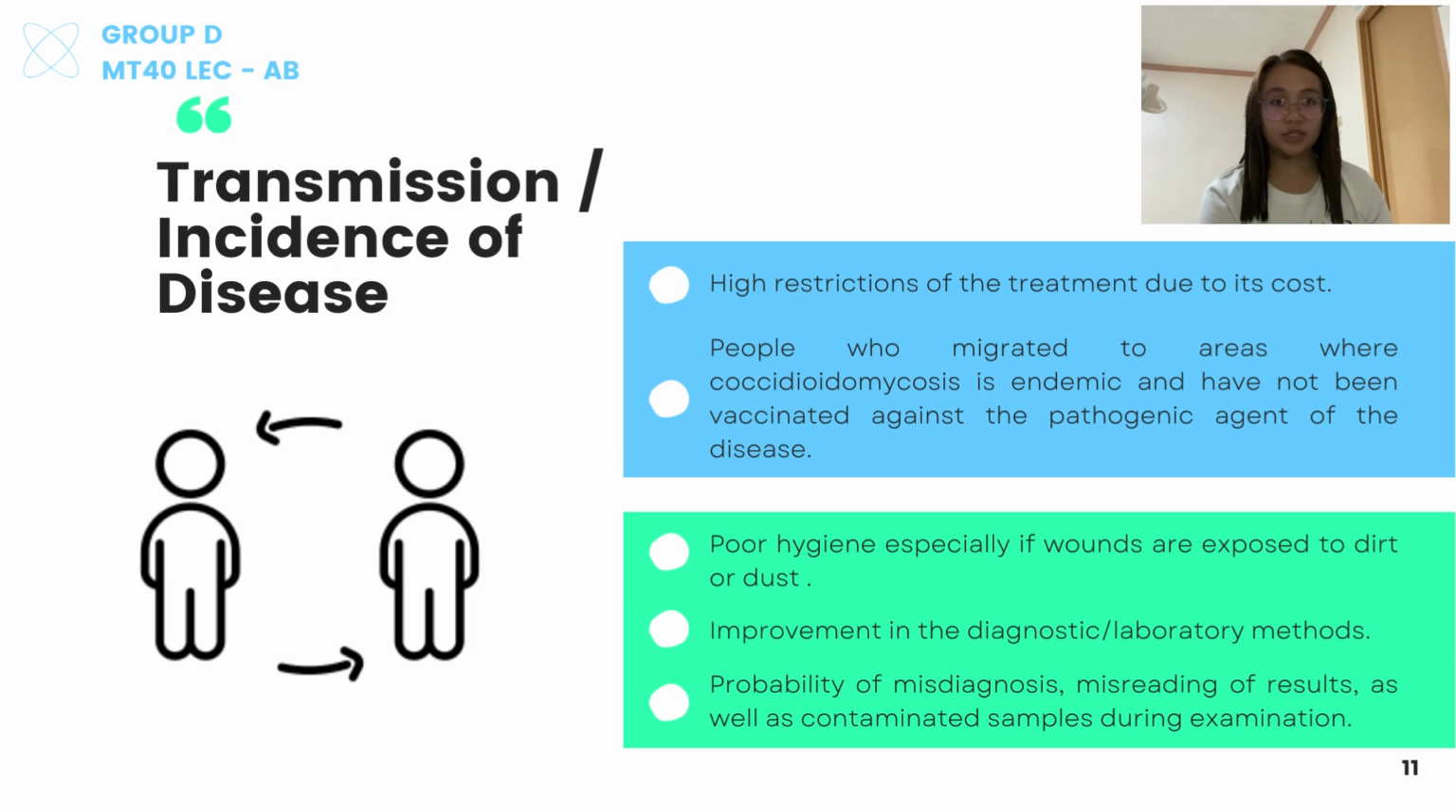The possible explanations as to why the incidence of disease with the organism infecting the patient has been increasing are as follows: higher restrictions of the treatment due to its cost. People who migrated to areas where coccidioidomycosis is endemic, such as Arizona, California, and Mexico, and have not been vaccinated against the pathogenic agent of the disease. Poor hygiene, especially if wounds are exposed to dirt or dust. Improvement in the diagnostic or laboratory methods. Probability of misdiagnosis, misreading of results, as well as contaminated samples during examination.